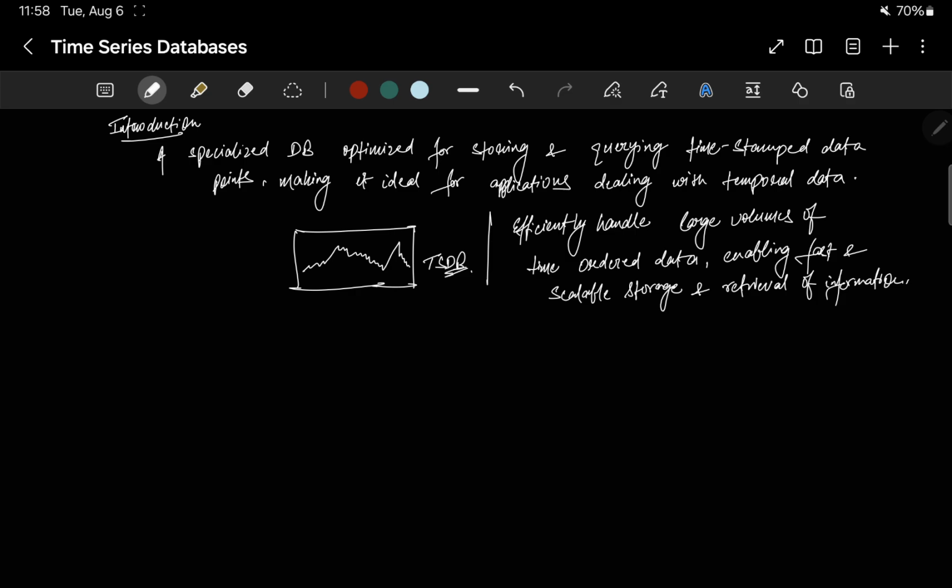Great. Now let's talk about the characteristics of the TSDBs. First one is, obviously, as we talked about, the data must be time stamped. TSDBs focus on managing data points associated with specific time instances, facilitating chronological analysis.